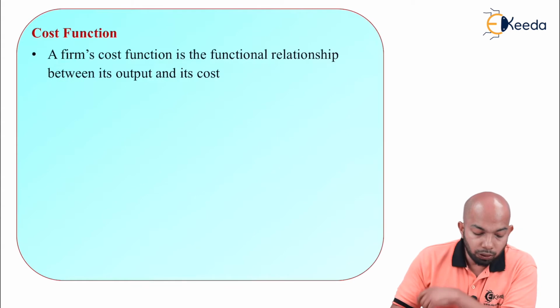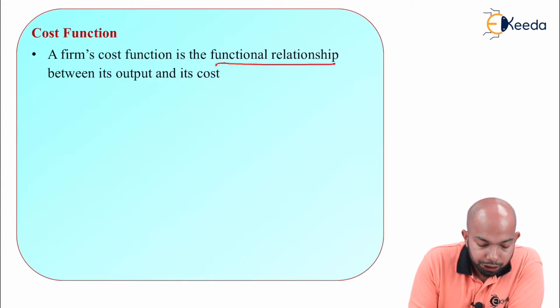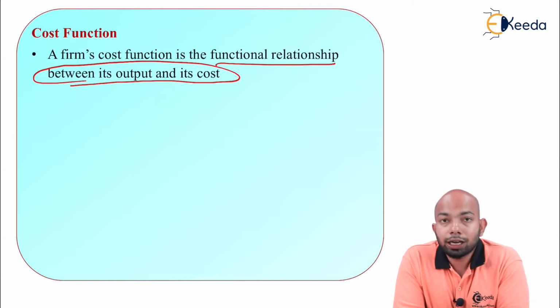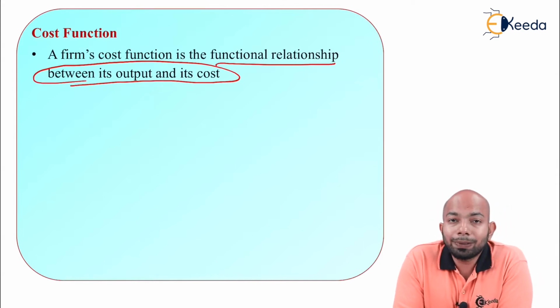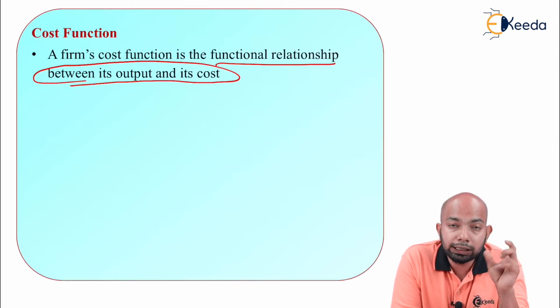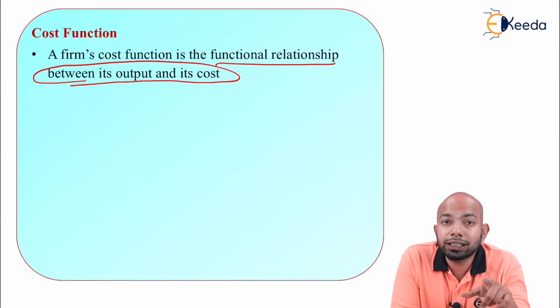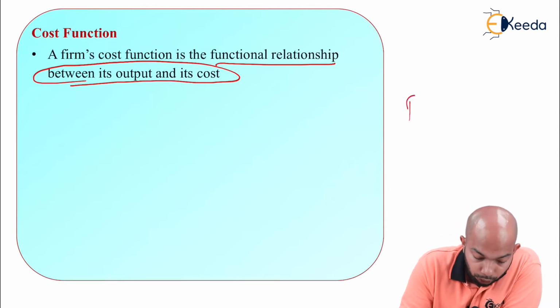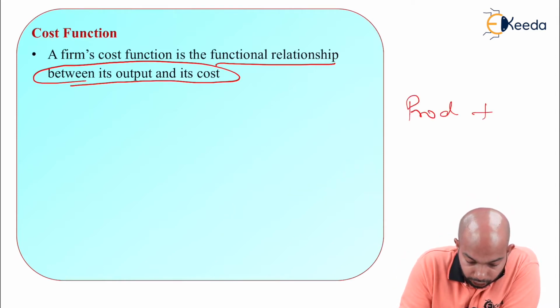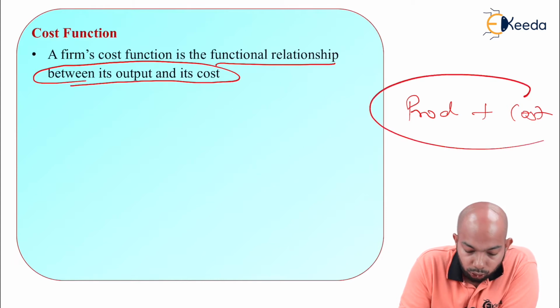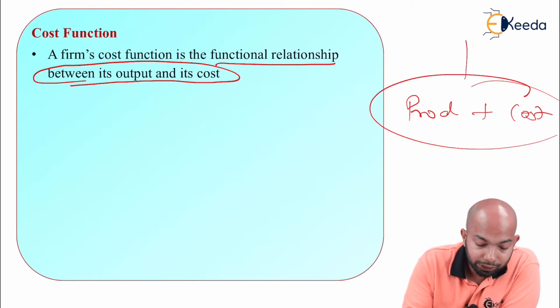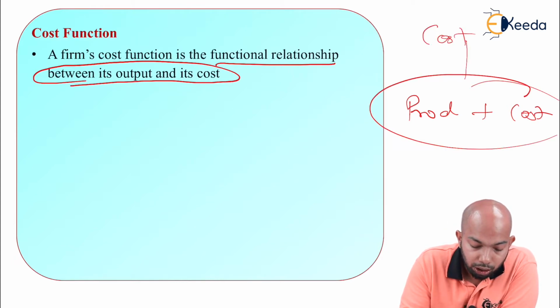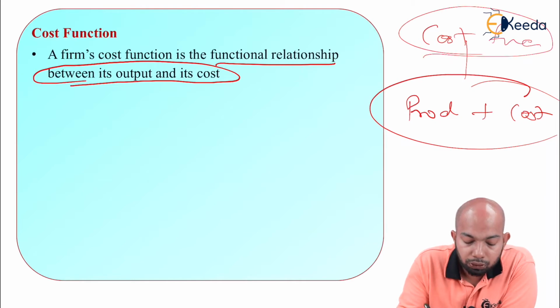Now, a firm's cost function is the functional relationship between the output and its cost. This cost function is related to the relationship between the output and the cost related to the output. So whatever products you produce and the cost related to that product, the cost of production and the product itself, this gives you the cost function. Now we're completely talking about cost function here.